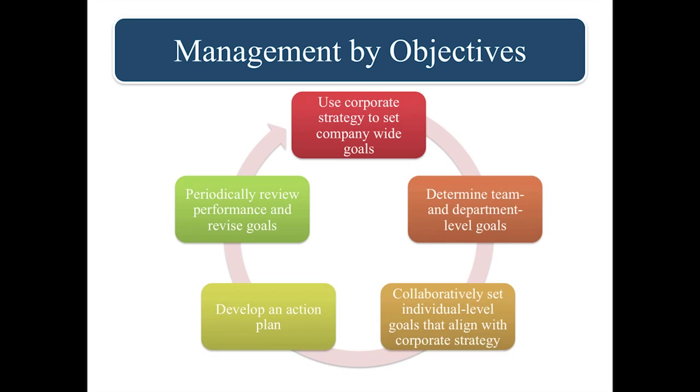Management by objectives is an offshoot of goal setting. It's not the same thing, but we can use corporate strategy to set company-wide goals. From there, they determine team and department level goals, collaboratively set individual level goals that align with corporate strategy, develop an action plan, and then periodically review performance and revise goals. In some organizations, such as Google, these are open to everyone. Everyone sees everyone else's goals, and it's something that's not a secret, but helps align everybody into a certain level. So this is a common, whether or not they call it management by objectives, a common thing that we'll see in some of the best organizations in the world.